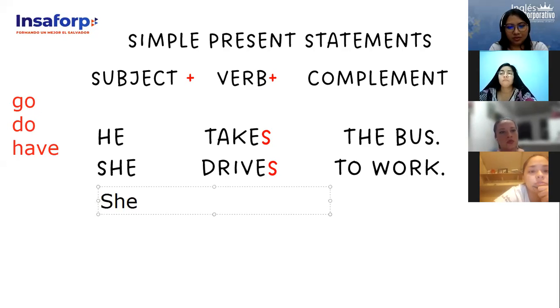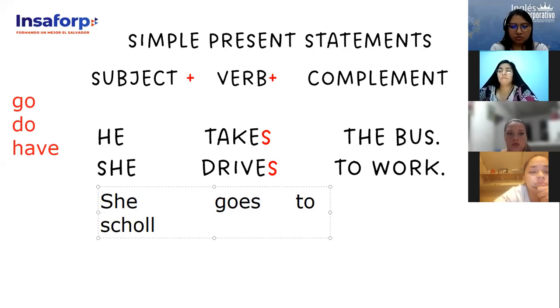She goes. Oh, very good. The verb is go. Then we have goes. She goes, pongámosle, to school. To school. Exactly. Period at the end. She goes to school.